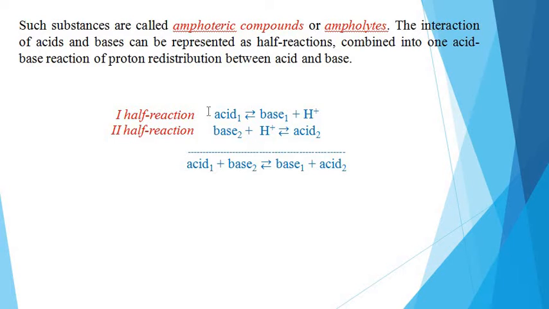In the first reaction, decomposition of the first acid into a conjugated base and a hydrogen proton. In the second one, the base attaches a hydrogen proton and forms a conjugated acid, and combined they form the reaction between acids and bases.